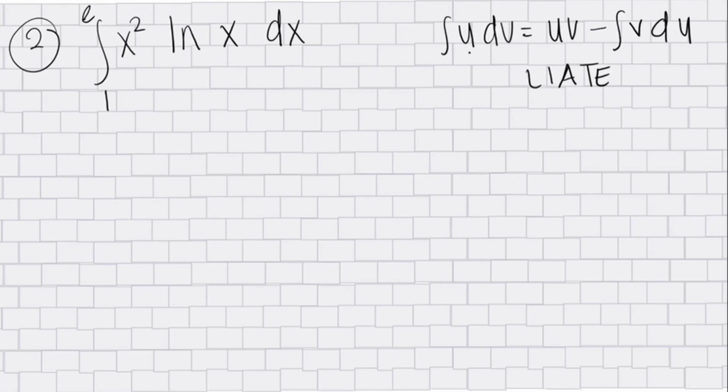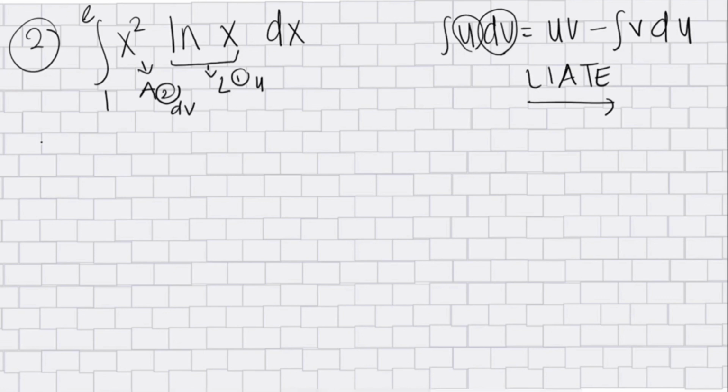For question 2, we also need to decide which one is u and which one is dv. So for this question, x squared is in the category of algebraic A, while ln x is in the category of logarithmic L. So by following this order, the logarithmic comes first and then followed by algebraic. So the first one we label as u and the second one we label as dv. So let's take out the information. The first one, we need to differentiate both sides.